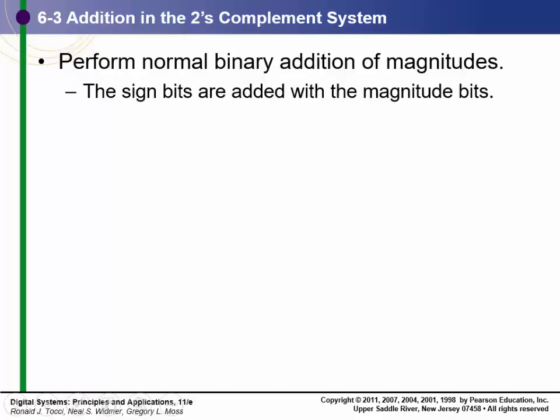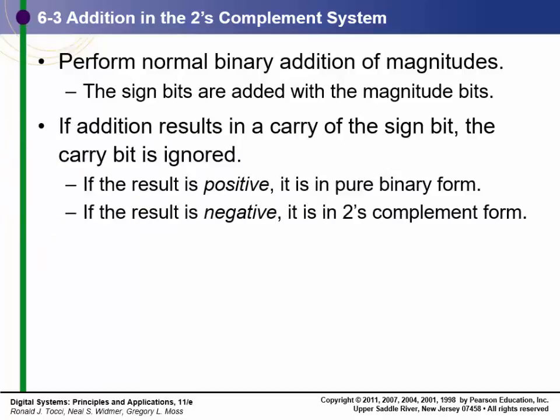The sign bits are added with magnitude bits. If the addition results in a carry out, the carry bit is ignored. If it's positive, it's in pure binary form. If it's negative, it's in 2's complement form. We saw that with that example already.